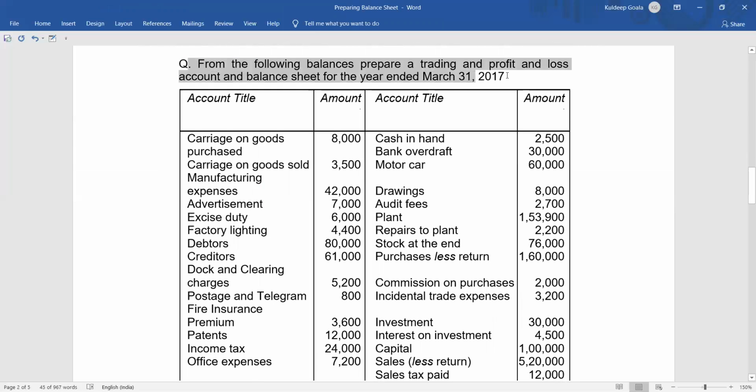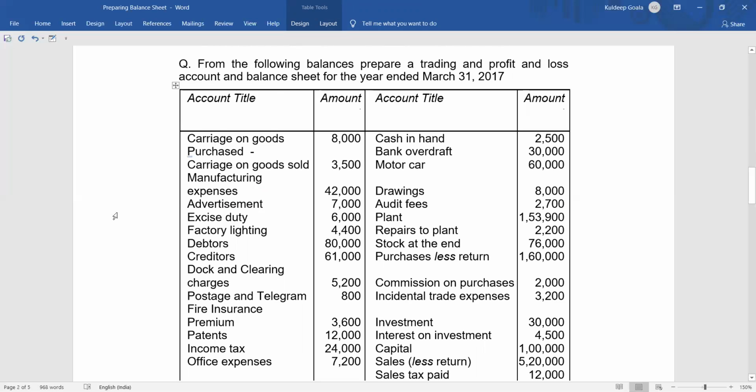From the following balances, prepare a trading and profit and loss account and a balance sheet for the year ended 31st of March 2017. The information is given. So from here we have to prepare the trading and profit and loss account as well as the balance sheet. So let's start. We can start with the marking of the items. So what I will do is use the marking here.